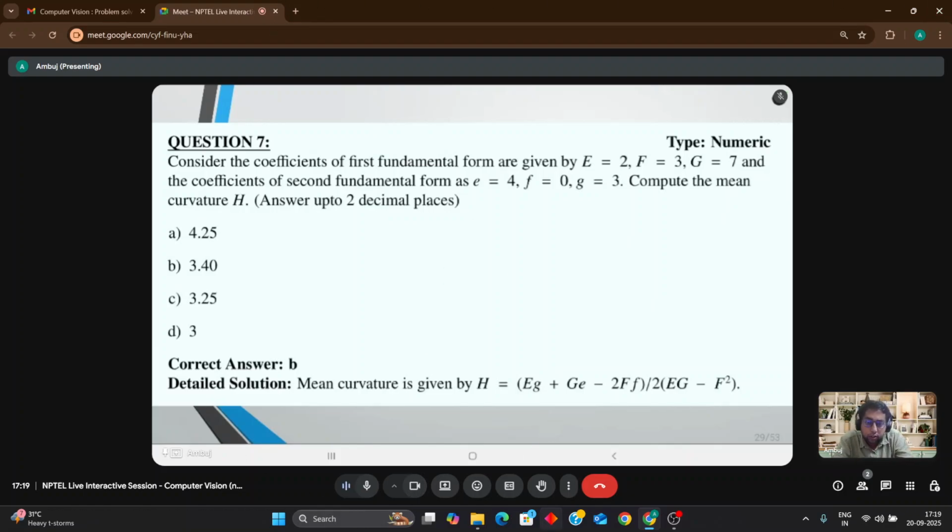Now you try to see what the different concepts involved in this particular problem are. Consider the coefficients of the first fundamental form given by capital E equal to 2, capital F equal to 3, capital G equal to 7. Coefficients of the second fundamental form are small e equal to 4, small f equal to 0, small g equal to 3. You have to compute the mean curvature H.